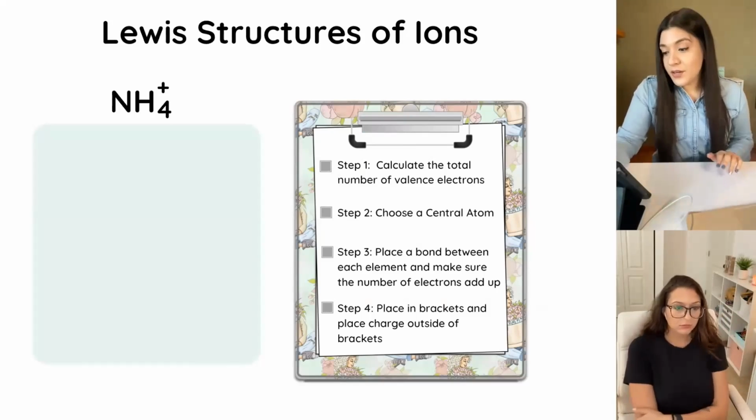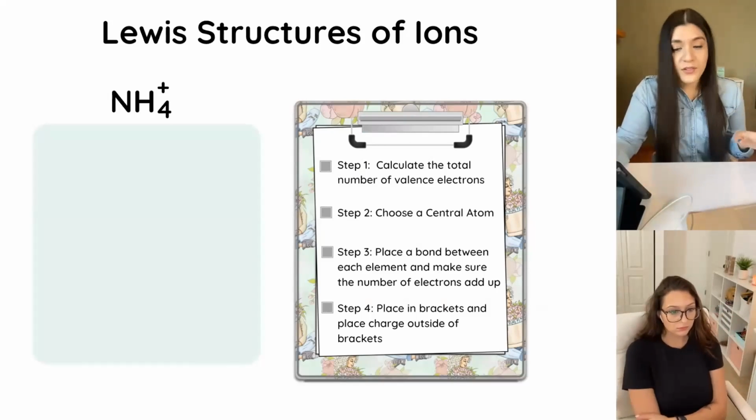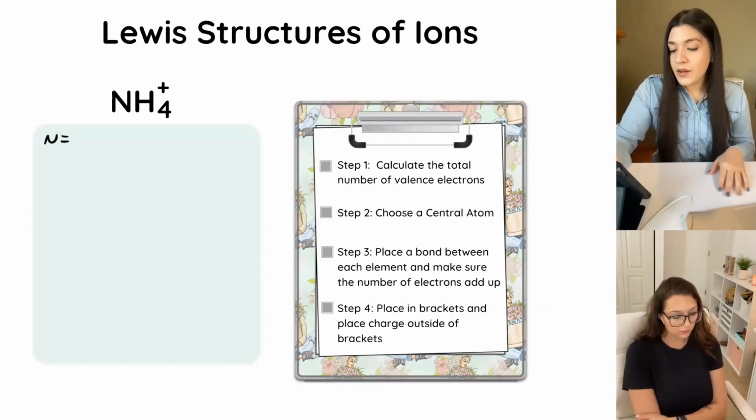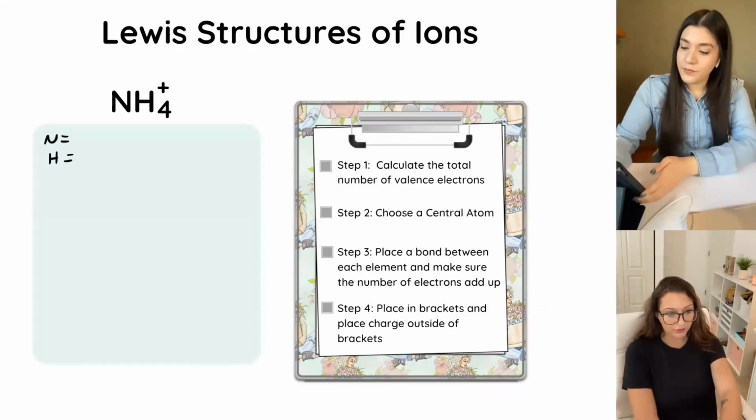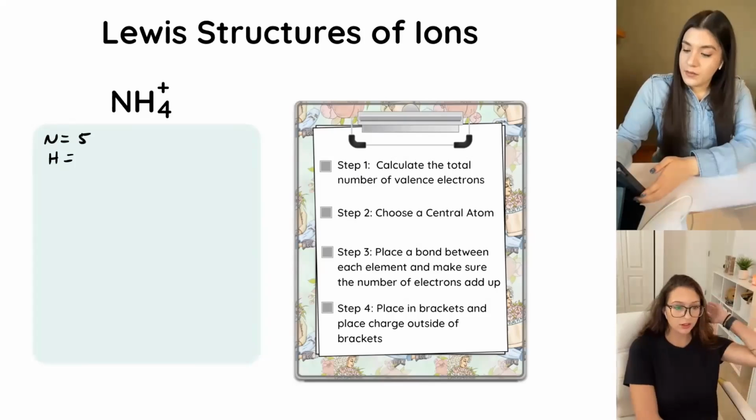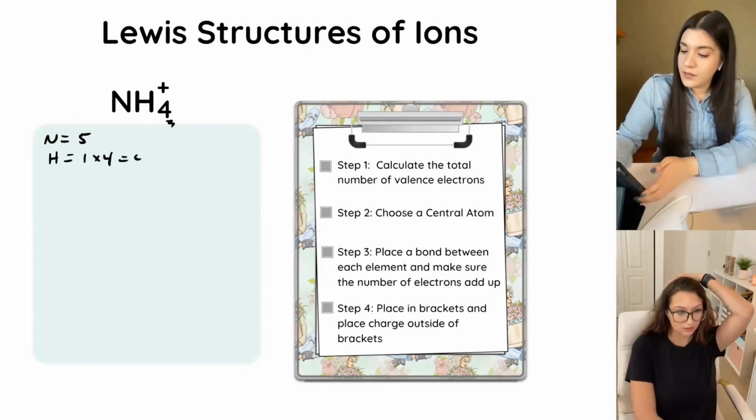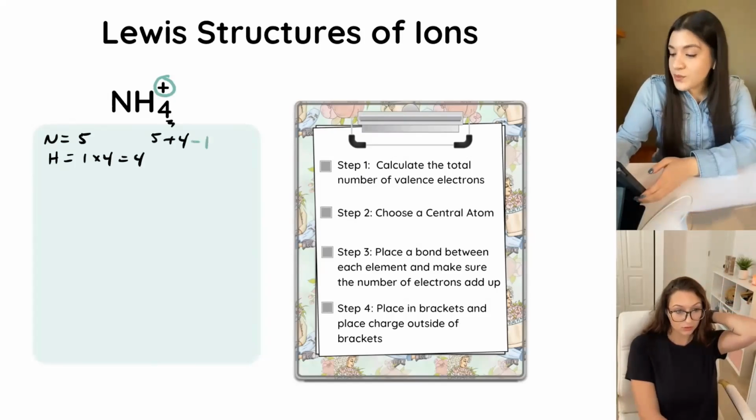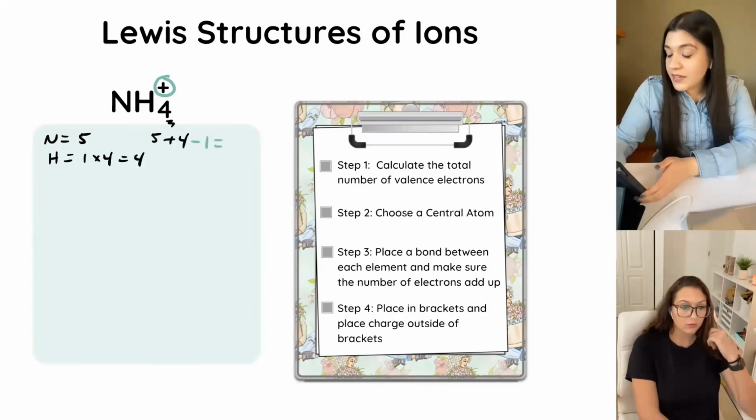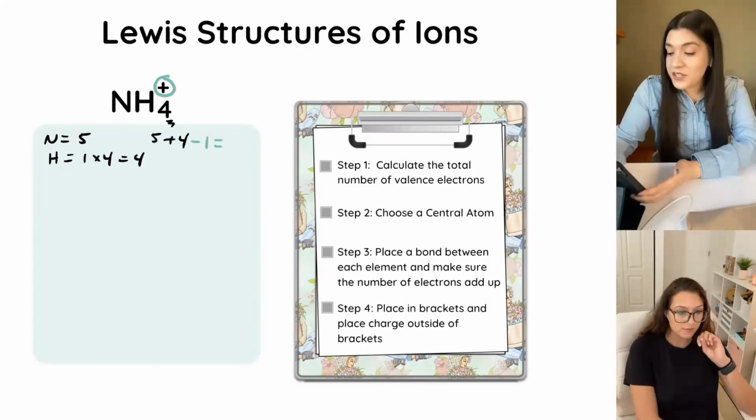So the first thing we're going to do is just identify how many valence electrons do we have. So how many are there for nitrogen? There are 5 for nitrogen and 1 for hydrogen. We're multiplied by 4 though, so there's 4. Good. So 5 plus 4, and then we would subtract 1 based on this +1 charge, so subtract 1. And then instead of having 9, we're actually going to have 8.